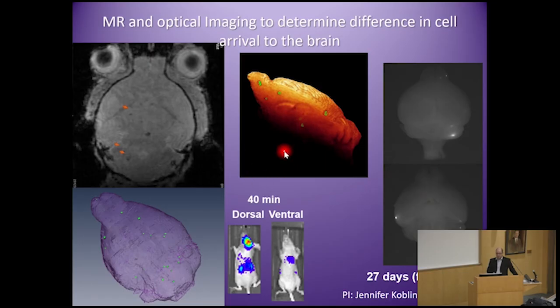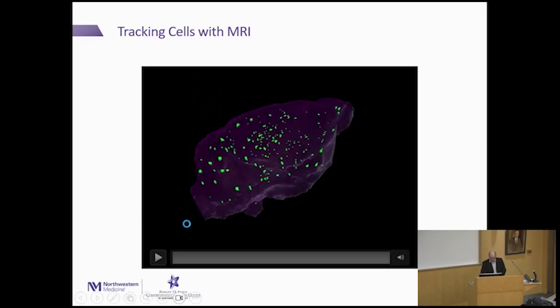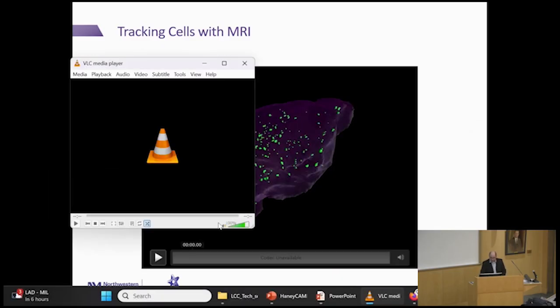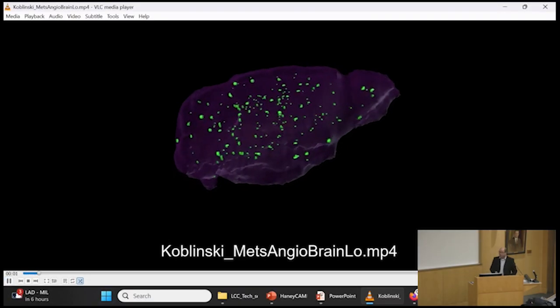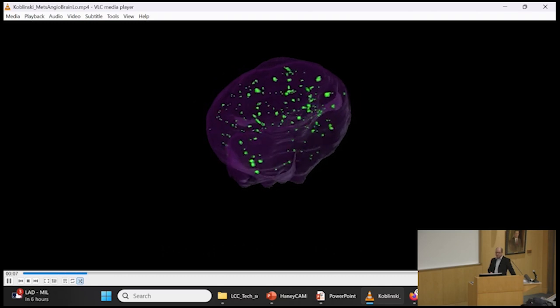This is a 3D rendering of an MRI, and the green dots are the cells. Same thing here, we just changed the transparency. And this is what the 2D slice of the MRI looks like. And these arrows point to the dark regions where the iron oxide is. And I believe this doesn't play, so we are going to play it here. So that's what the metastatic breast cancer looks like with iron oxide to track where they go.